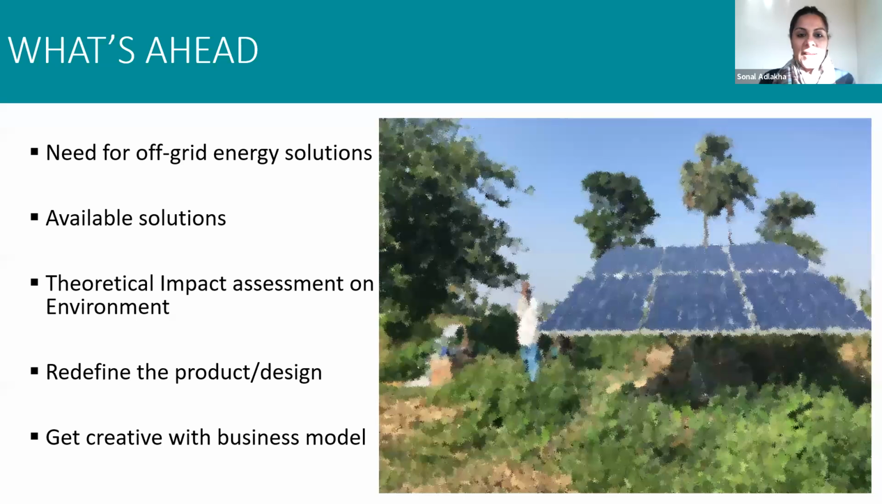So just a slight agenda of what I am going to run through: the need for off-grid energy solutions. What is the need that we have? Why do we need these solutions? What are the available options in the market? What is the theoretical impact assessment on the environment when we use these kinds of products? How and why do we need to redefine the product or the design? And how can we get creative with the business model so that we achieve sustainability and reduce the emissions? Next slide.